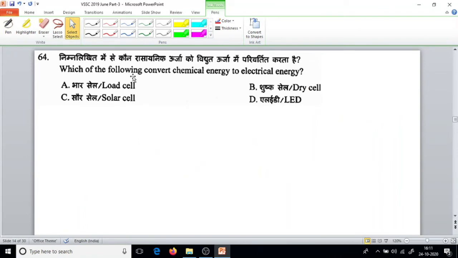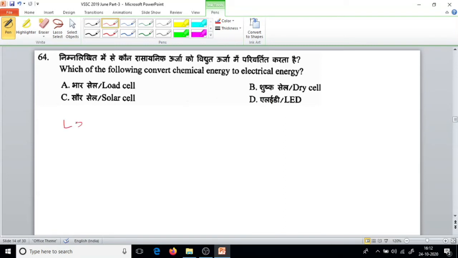Next question. Which of the following converts chemical energy to electrical energy? Option A, load cell. Option B, dry cell. Option C, solar cell. Option D, LED.